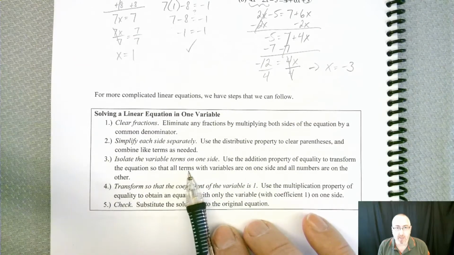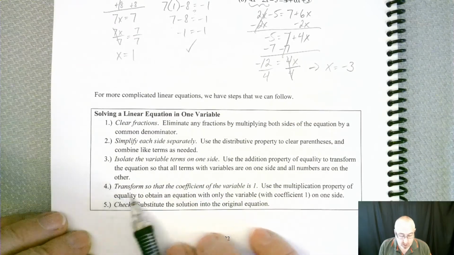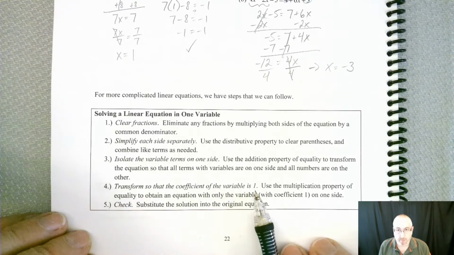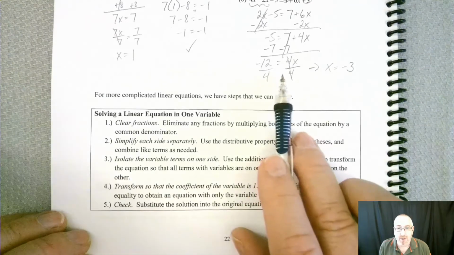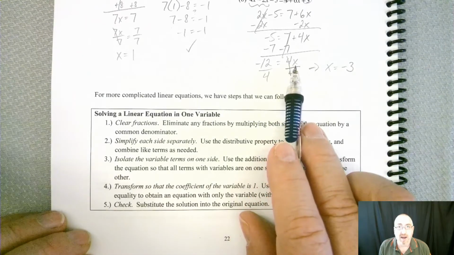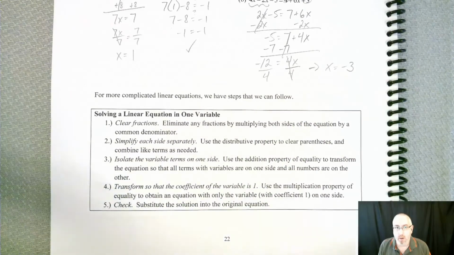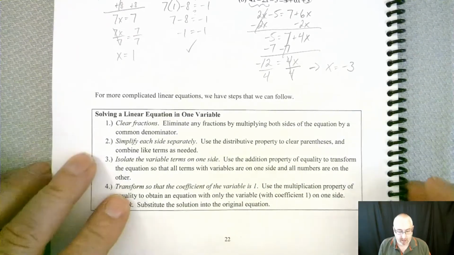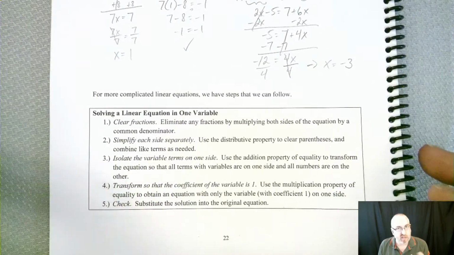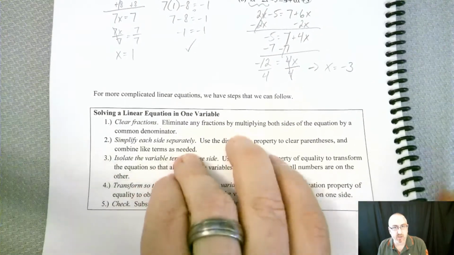Use that addition property. Step 4, transform so that the coefficient of the variable is 1. Divide. That's all that means, is divide. So that's your last step. Get rid of that 4 that's in front of the x. Transform it into a 1. And then, of course, your last step is to check. And again, do that when you're feeling not so comfortable about your answers. So let's try a few.